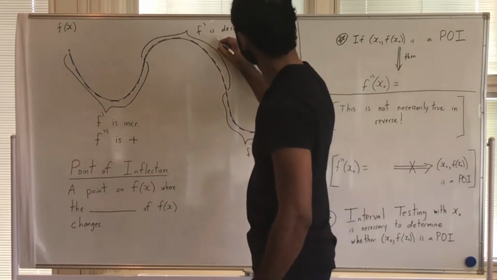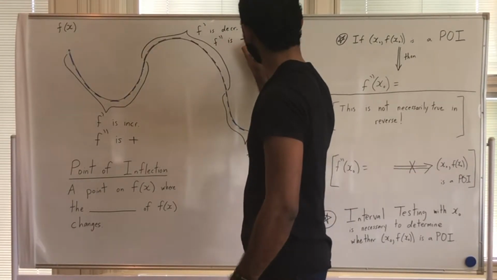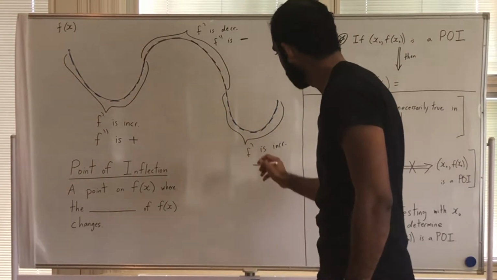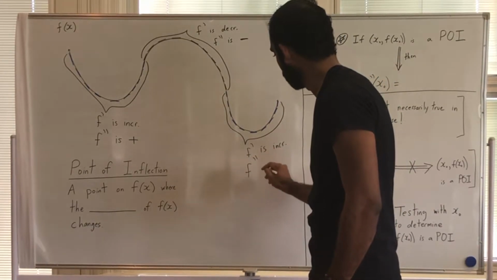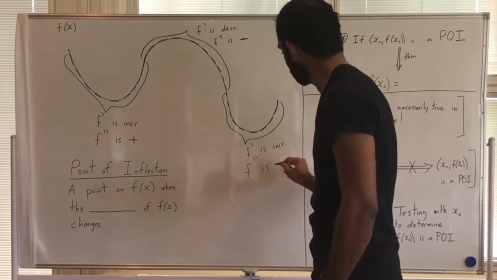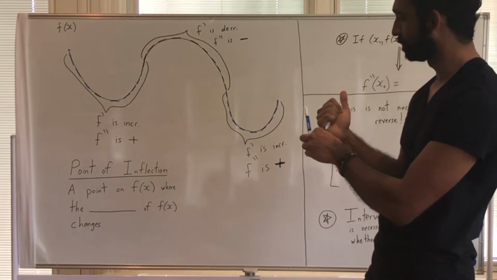Likewise here, what can I write? f double prime is negative. Yes, it's always negative on that piece. And finally, for this third piece, if f prime is always increasing for that piece, f double prime is always negative. Positive. Oh yes, good catch. Always positive on that piece.